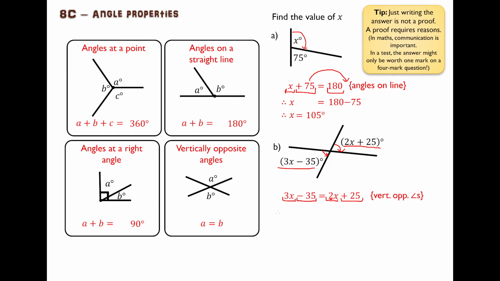So all of the terms that have an unknown in them will go to the left. The 3x will stay here. The 2x was on this side. It will move to the left-hand side and become negative 2x equals. The 25 will stay there. The negative 35 will move to the other side. Was negative 35 becomes positive 35.